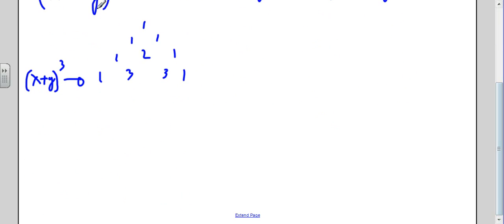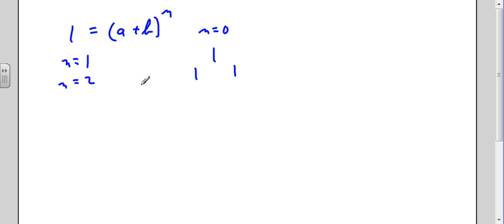Okay, so back to the form a plus b to the n. If n is equal to 0, then this becomes 1, so my Pascal's triangle has a 1. If n is equal to 1, then a and b are both 1: 1a plus 1b. If n is equal to 2, I bring down the 1 on the side, bring down the 1 on the other side, take those two, add them together and make a 2.